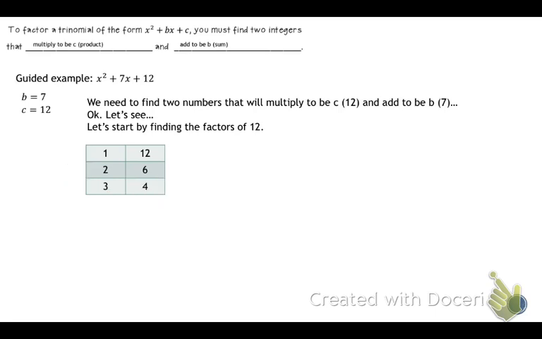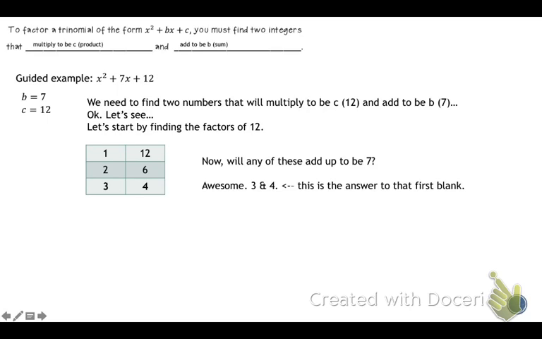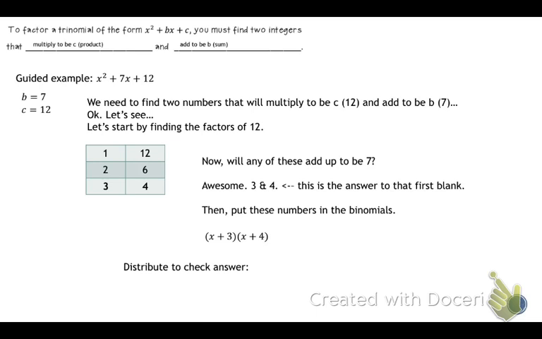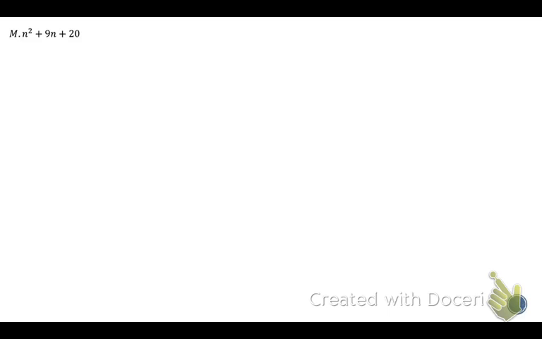Now we have to find 2 that will add up to be 7. 3 and 4 will. So this is the answer to the first blank, 3 and 4. And then we're going to put these in the binomials. So we have x plus 3, x plus 4. Distribute to check the answer. x squared plus 4x plus 3x plus 12, which is x squared plus 7x plus 12. Super awesome. Cool? Let's do another one.